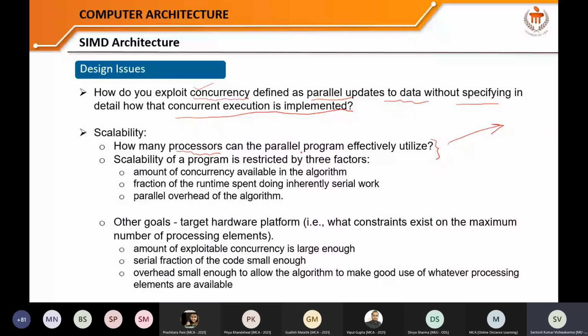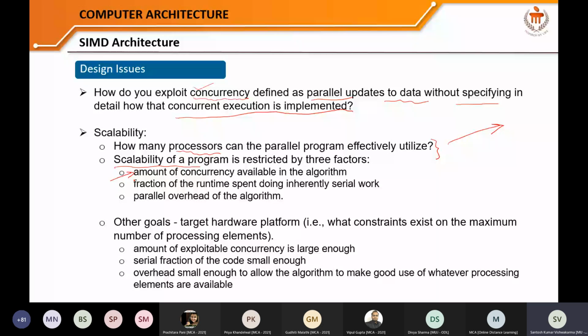Now, as you can see in the second point, the scalability of a program is restricted by three factors. The first factor is the amount of concurrency available in the algorithm, a very important point, because we have implemented the algorithm. As we have seen, there may be different distributed environments, different variables, and different methodologies.